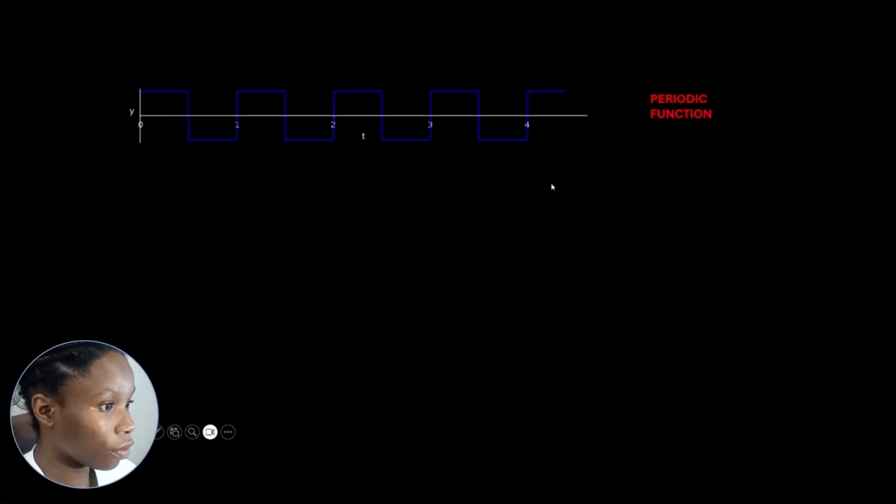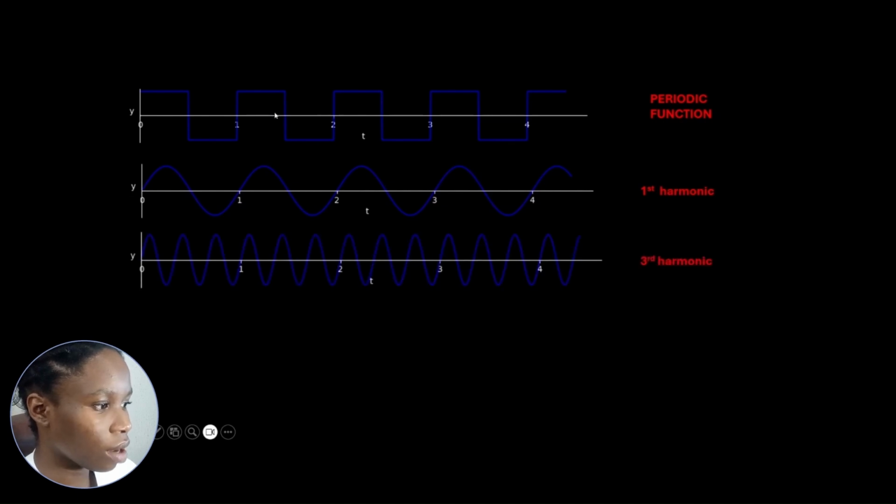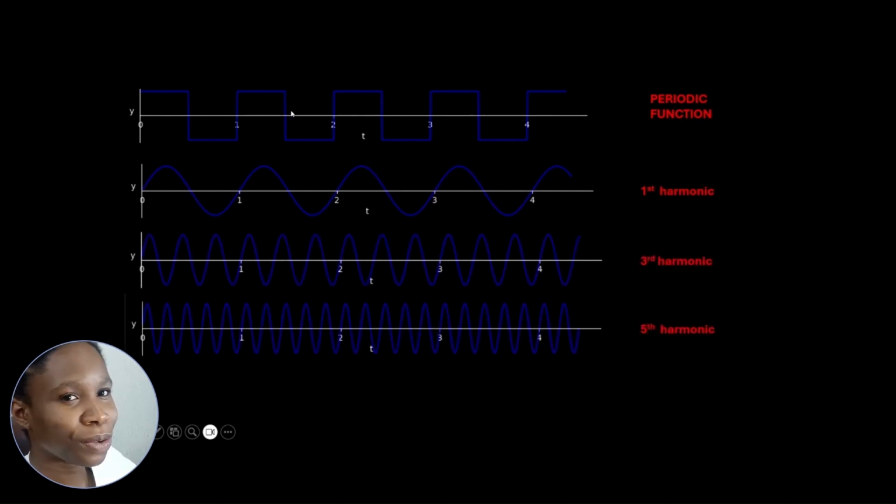So we have a periodic function like this. What the Fourier series does is that it decomposes this function down to a bunch of harmonics. So we can have our first harmonic, third harmonic, fifth harmonic. Now you'll notice that there are only odd harmonics here. This is because this square wave is an odd function and odd functions only have odd harmonics. I explained that in more detail, odd and even functions, below in the description.